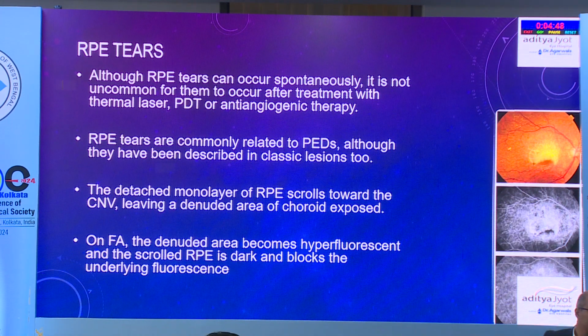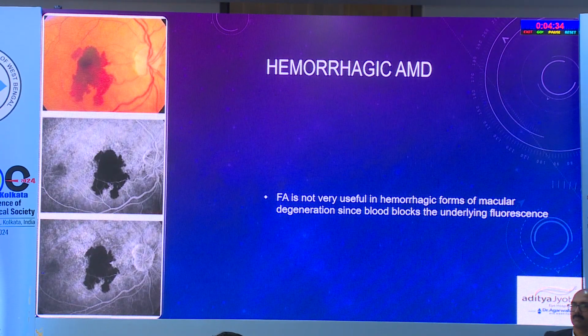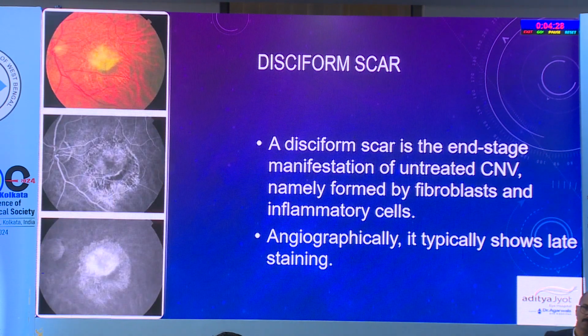And the detached monolayer of RPE scrolls toward the CNV, leaving a denuded area of choroid exposed. On fluorescein angiography, the denuded area becomes hyperfluorescent and the scrolled RPE is dark and blocks the underlying fluorescence. In hemorrhagic AMD, FA is not very useful in hemorrhagic forms of macular degeneration since blood blocks the underlying fluorescence.